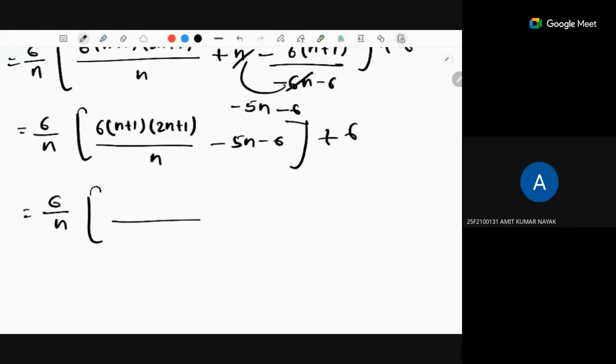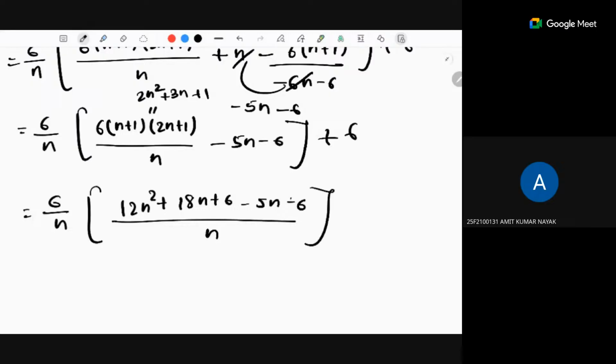Again, we have to open it. We can take LCM as n. If you open it, these two bracket multiplication will become 2n square plus 2n plus n, that will be plus 3n and then plus 1. Right? 2n square plus 2n. And if you multiply by 6, it will become 12n square plus 18n plus 6 minus 5n plus 6 minus 6. Is that clear? Is that okay?